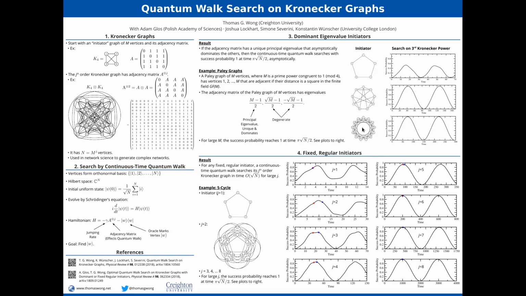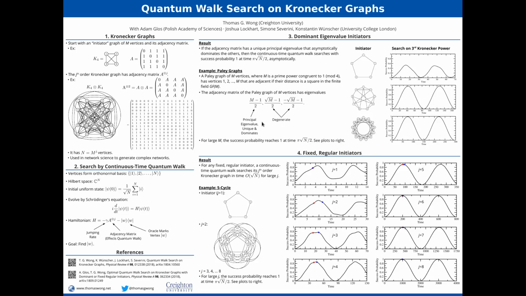So the Paley graphs have some spectrum that's known. If you take the A matrix for each of these, you can find the eigenvalues of that matrix. And what you find is that it has a single principal eigenvalue that's unique and that dominates. So you see that this is order m, and the other eigenvalues are order square root of m. So this one dominates, and it's also unique. This eigenvalue only appears once, whereas these eigenvalues can appear multiple times.